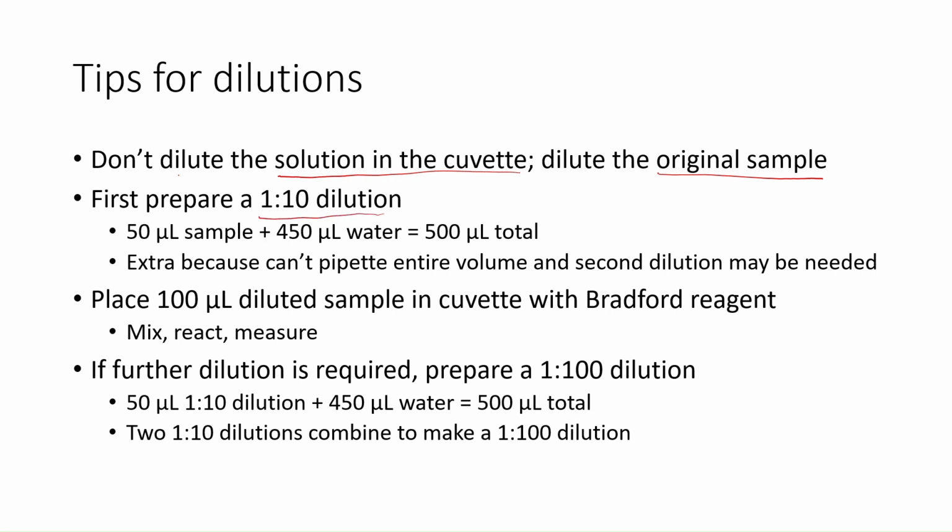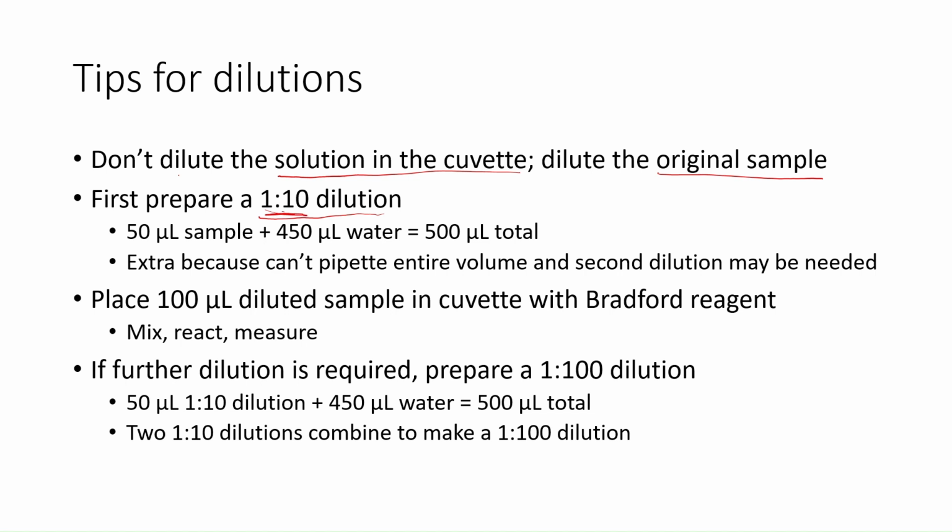So the first dilution that you'll make when your unknown protein concentration is too high is a 1 to 10 dilution. And that'll usually get you within the range of the standard curve. So the way you'll do that is you'll take 1/10 of your total final volume. That's where the name 1 to 10 dilution comes from.